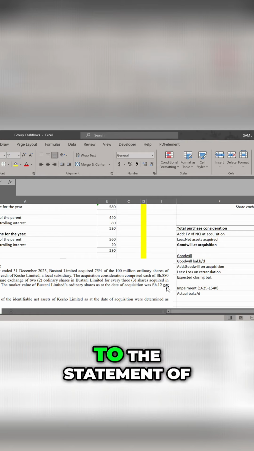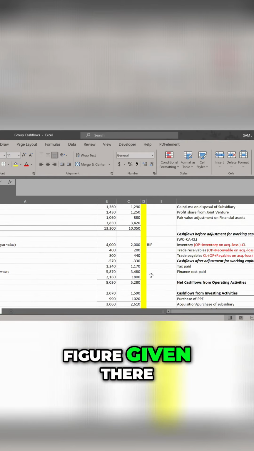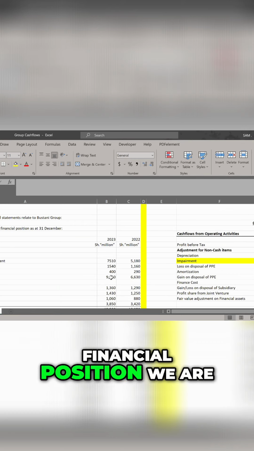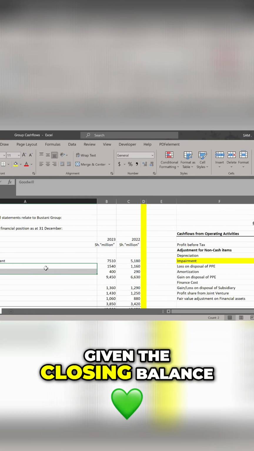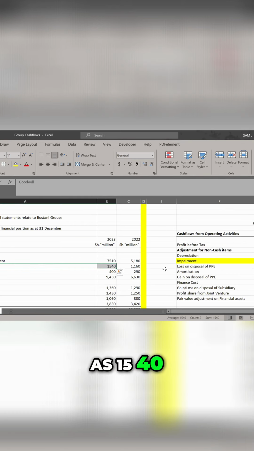But if you go to the statement of financial position, what is the closing figure given there? In the statement of financial position, we are given the closing balance of goodwill at the end of this year as 1540. So what has happened?